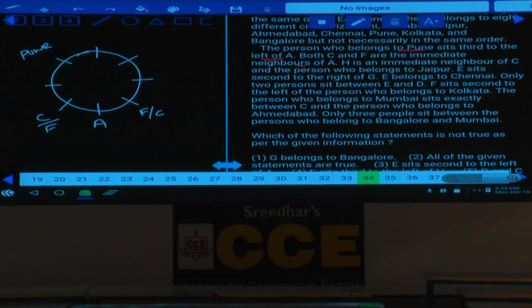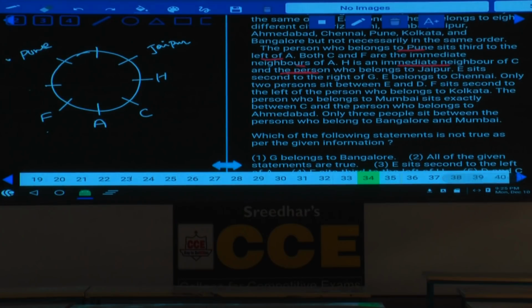And H is an immediate neighbor of C and the person who belongs to Jaipur. As C can be here, can we take H at this place? If H is here, this H is in between C and the person from Jaipur, which is not possible because the person from Pune is here. Hence H cannot be here, which implies that C cannot be here. As C cannot be here, then who will be here? F will be here. If F is here, then C is to the right hand side of A. Now this H is in between C and the person from Jaipur. Hence this person from Jaipur must be at this place. H is an immediate neighbor of C and the person who belongs to Jaipur.